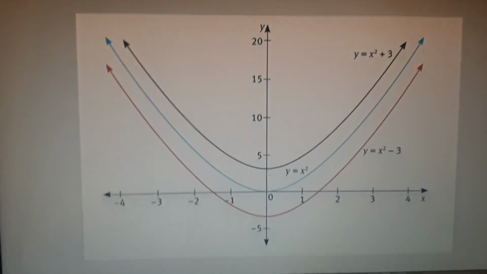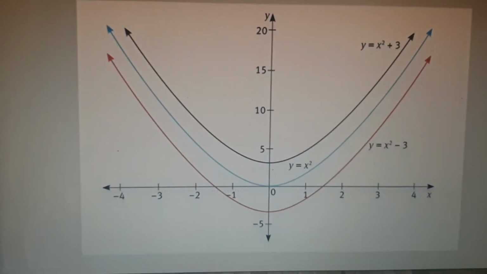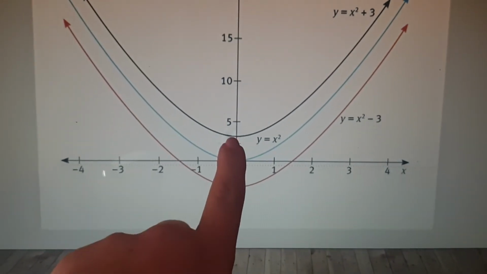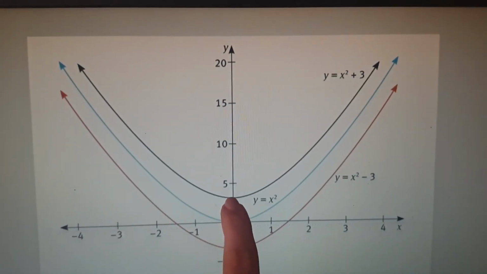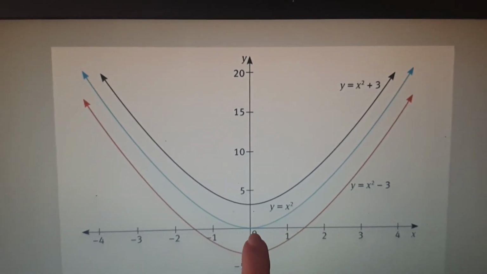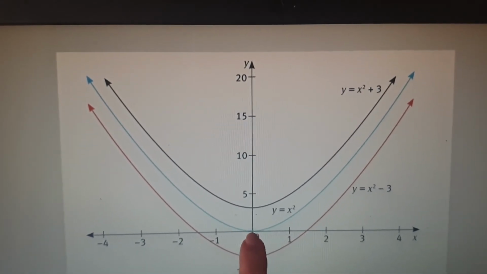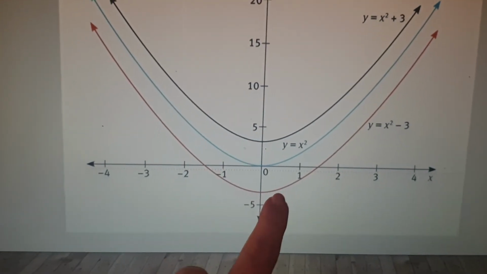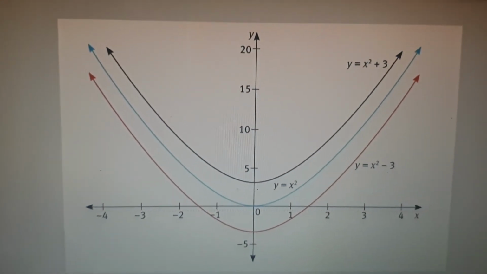And the next thing we are looking at is the turning point, the value of q. So here we see plus 3, and it's cutting y on 3. Here we have no q, so it's on the origin, 0, 0, and it's the turning point. Here we have minus 3, so it is negative 3.